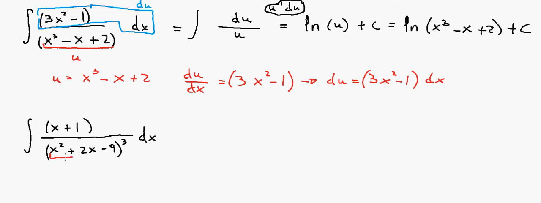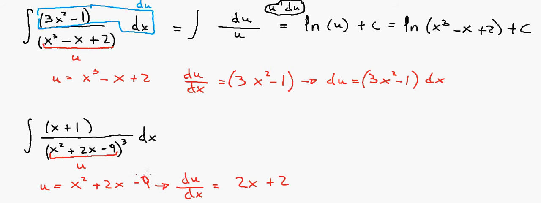And then what we have is ln u. Remember, this is u to the minus 1. If I put here, this is the same thing as u to the minus 1 du. And u to the minus 1, you integrate it, and it becomes ln u plus c, and then the final answer is ln, we replace u with its real value, x cubed minus x plus 2, and then plus c.